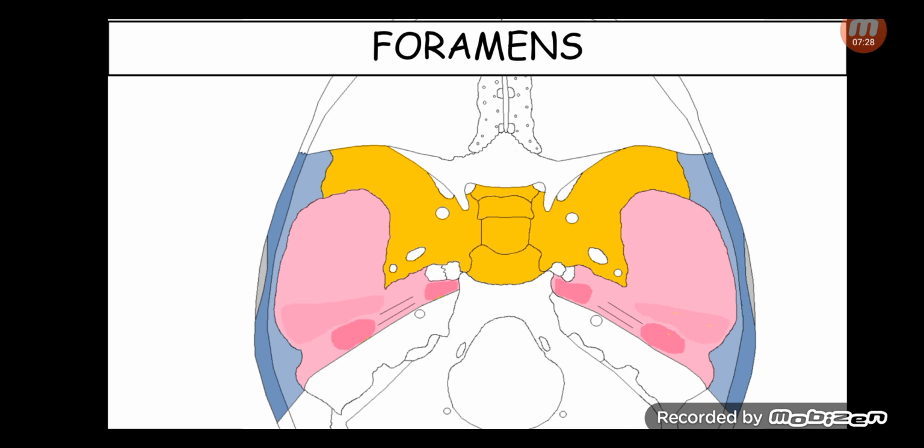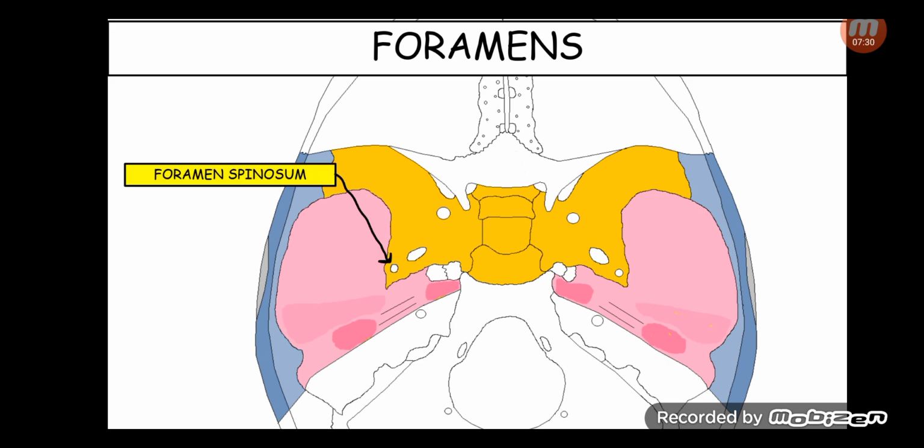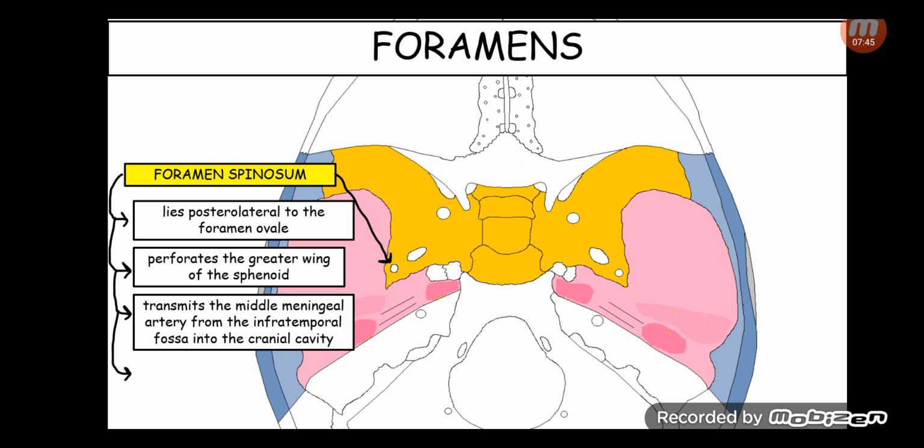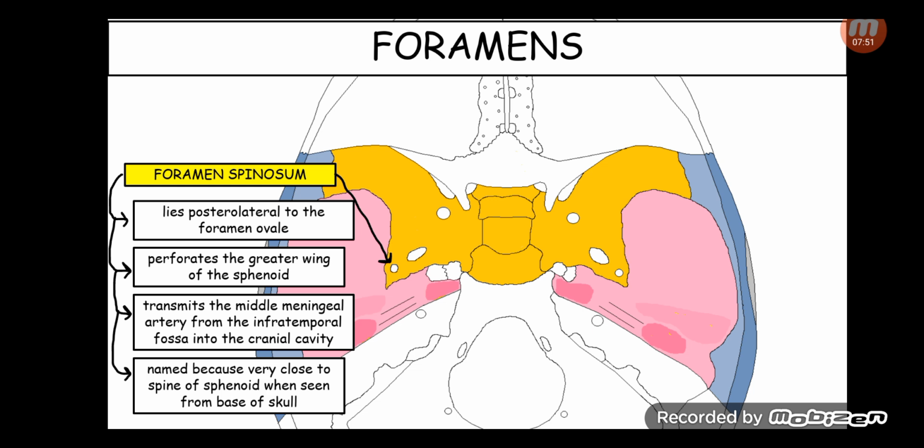So the next foramen we are going to talk about is the foramen spinosum. It lies posterolateral to the foramen ovale, as you can see there. It perforates the greater wing of the sphenoid, as the orange part is indicating the greater wing of the sphenoid, or more specifically the sphenoid bone. It transmits the middle meningeal artery from the infratemporal fossa into the cranial cavity. It is named so because it is very close to the spine of the sphenoid when seen from the base of the skull.